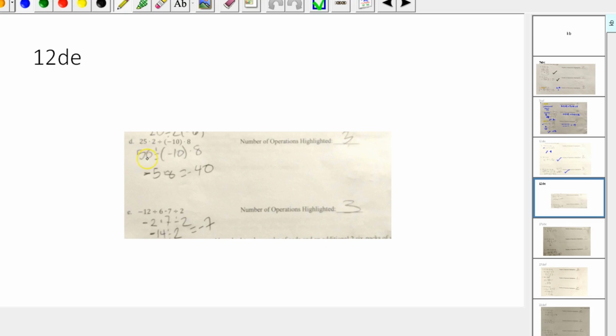Okay, here we have 50 divided by negative 10 times 8. This will be negative 5 times 8, good. Negative 2 times 7, negative 14 divided by 2, good.